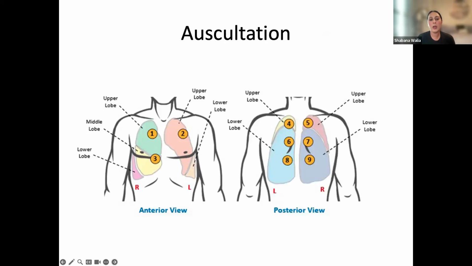And then when we're teaching our students to do the clinical skills exam, the only way for them to pass is if they truly listen to three areas on each side of the lung. Okay, so you see here in the posterior view, they have to listen to 4, 5, 6, 7, 8, and 9. Okay.